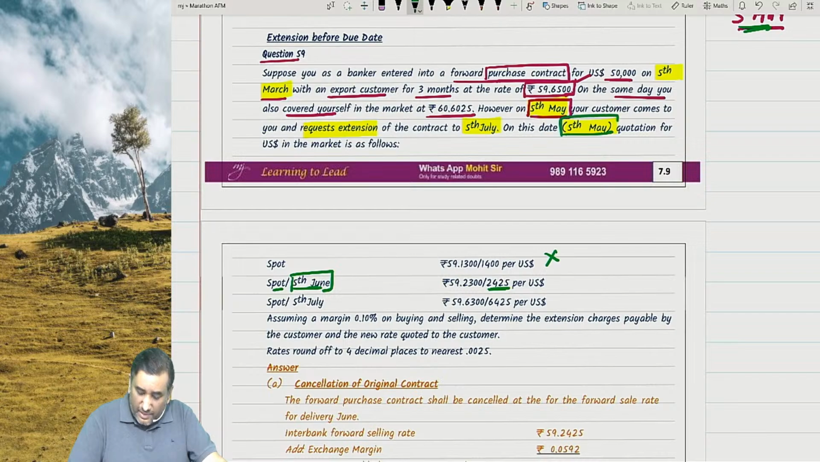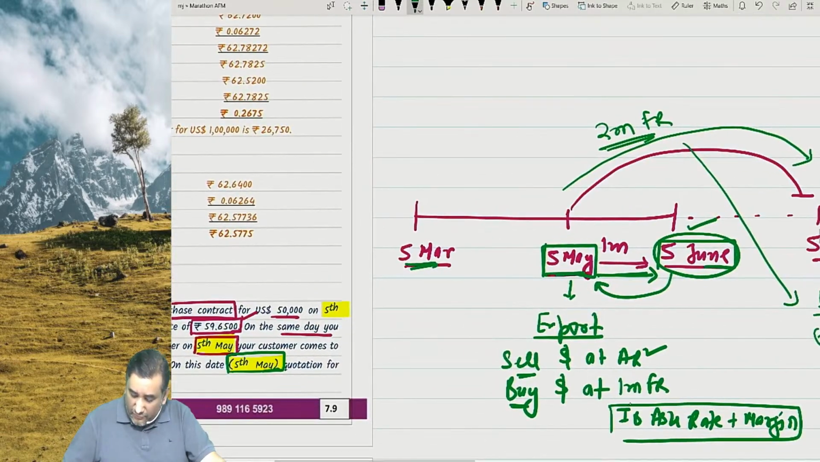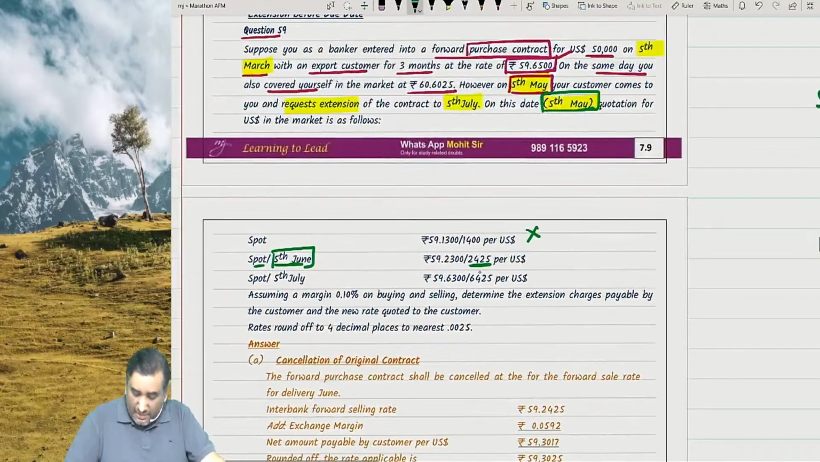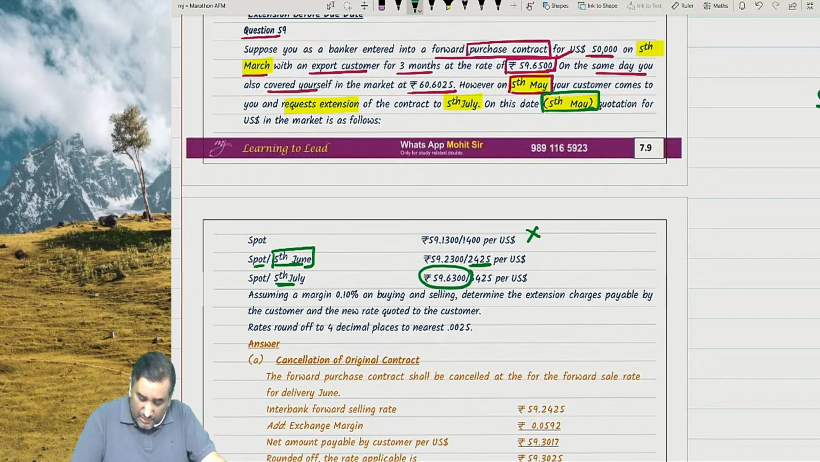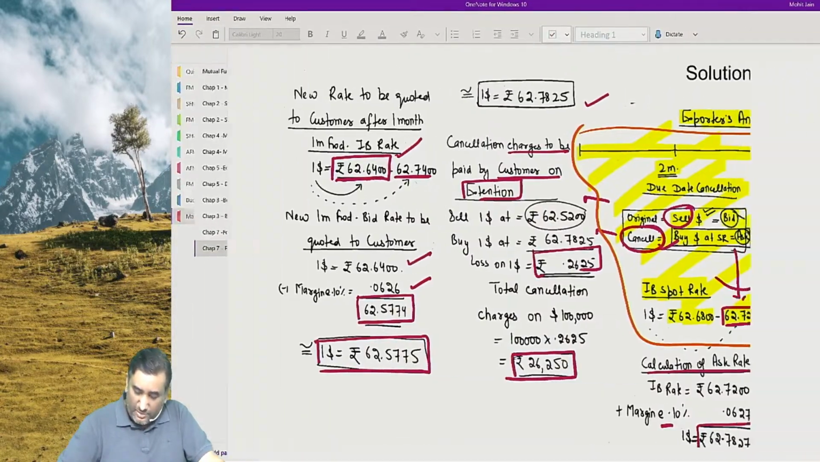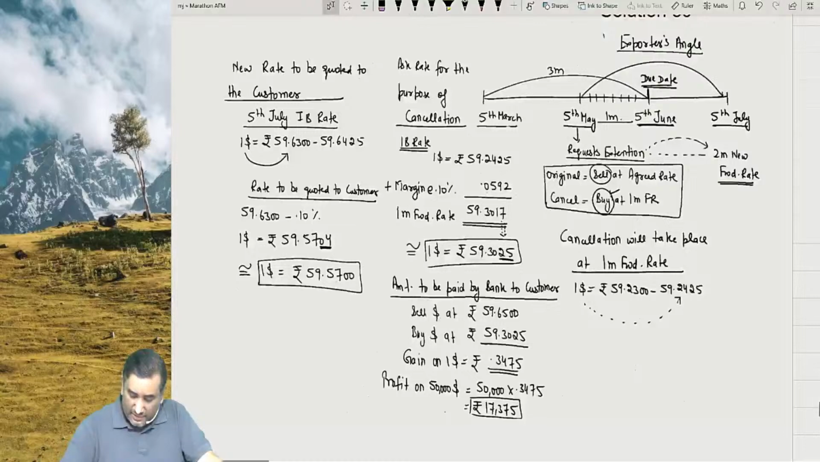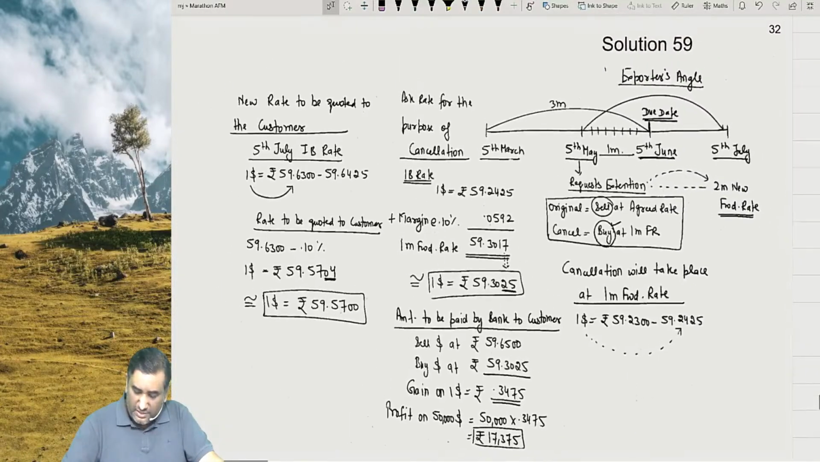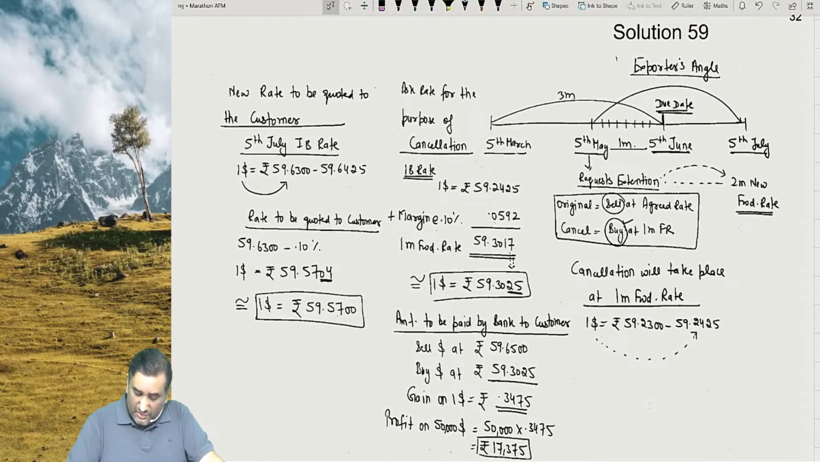You're standing on 5th May, and it is the 1 month forward rate. It's an interbank rate. So the cancellation would be 59.2425 plus margin. And then on 5th July, the exporter will take a contract at 59.6300 minus the margin. Now quickly do the numbers on your own and then cross check from the slide, please. Language I have dictated clearly. Quickly check the numbers on your own, and if there is a gain, the amount would be paid by the bank to the customer. Gain can be transferred. Quickly look at that, please.